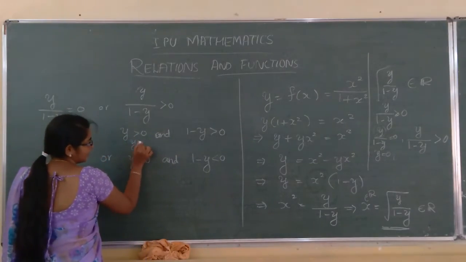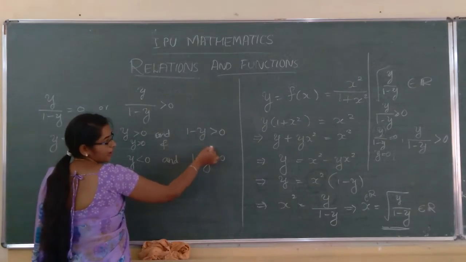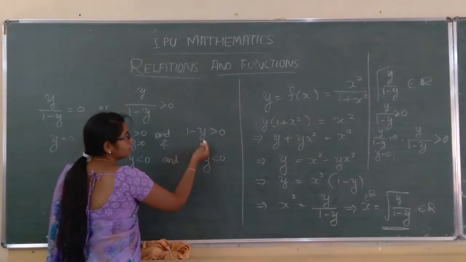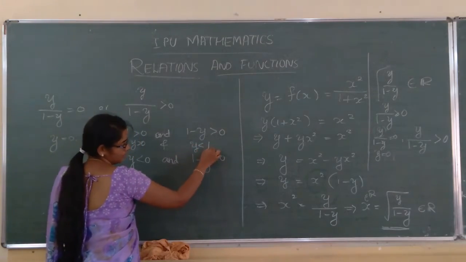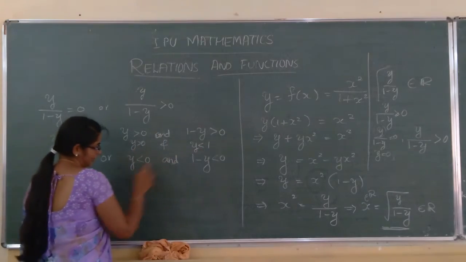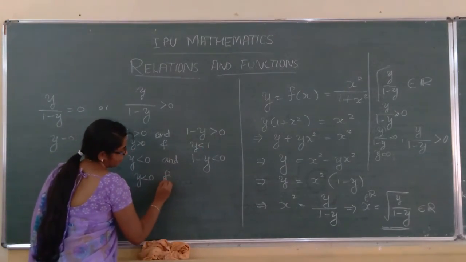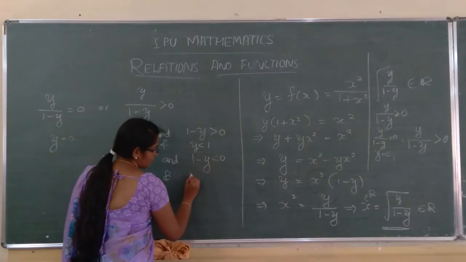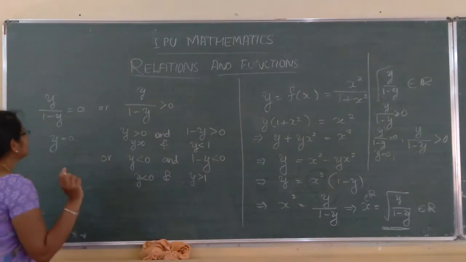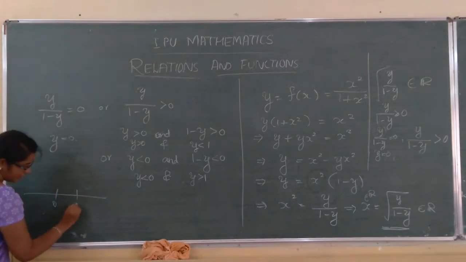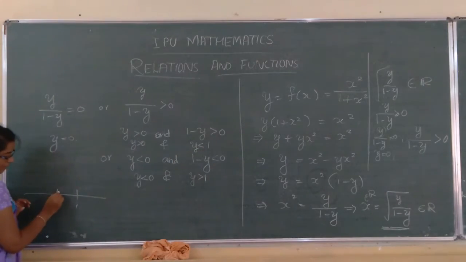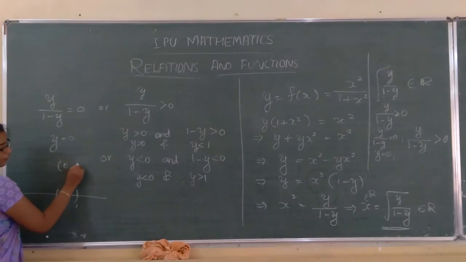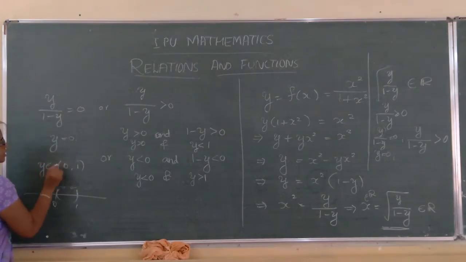What happens here? y greater than 0, and I will take minus y to the other side. What will I get? y less than 1. Okay. y greater than 0, y less than 1. Here y less than 0, and what I will get here? y greater than 1. Now look at the number line. See, we have 0, 1 here. y should be greater than 0 and less than 1. That is the open interval 0, 1. y belongs to the open interval 0, 1.